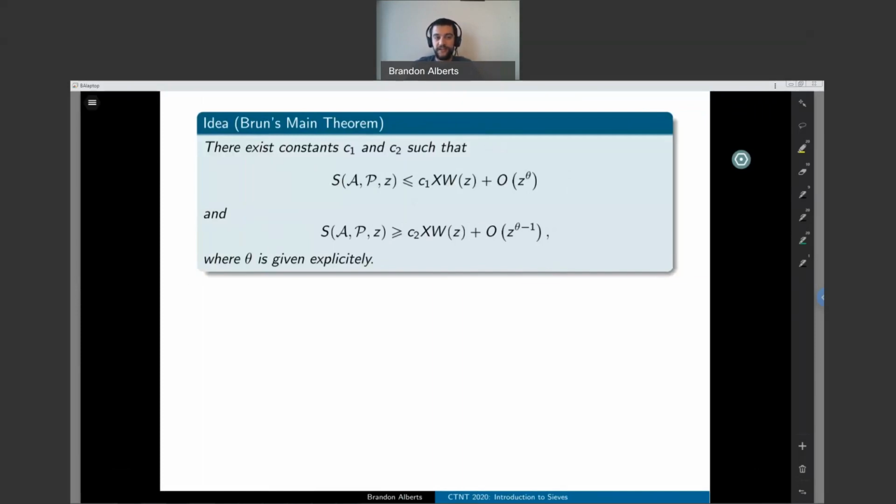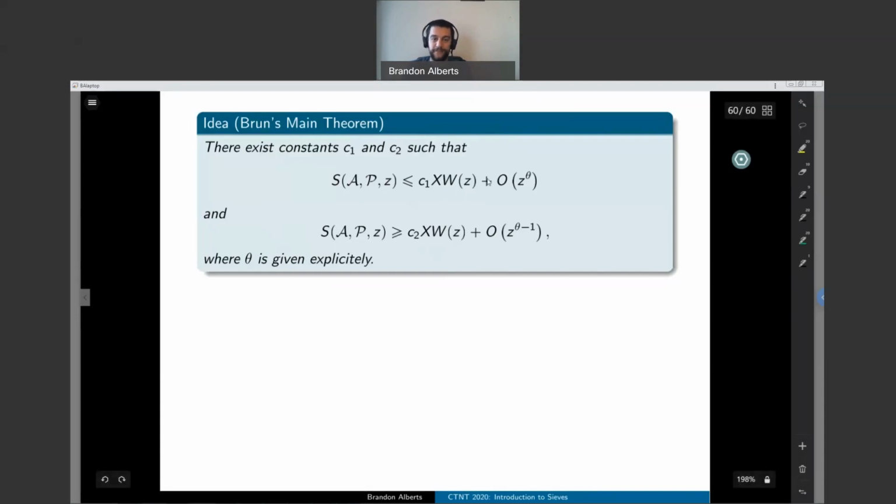Okay. So in this result, Brun actually sacrifices some accuracy on the main term. He gets an upper bound that's some constant times this main term plus an error, and a lower bound which is a different constant times the main term plus an error. So this better sieve is actually less accurate on the main term for very small values of z. But the error term is significantly better.